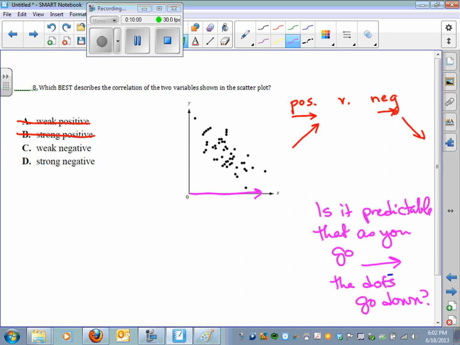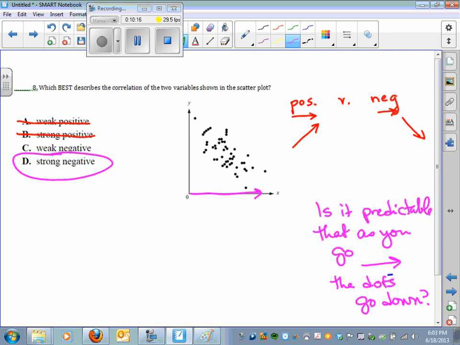Okay? A perfect negative would be if they're lined up exactly in a line, but even if it's not perfect, the question is, is it pretty much predictable? And if it is, then you can call it strong, and that is a strong negative.